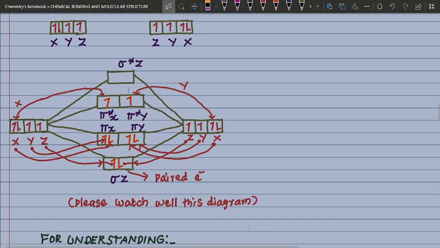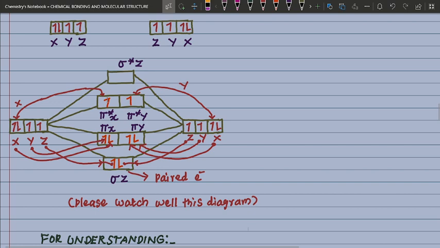See, this is the sigma star z. This is sigma z. See here, this is a paired electron, here an unpaired electron. See the diagram, please. Watch this diagram well. Please don't skip this diagram.